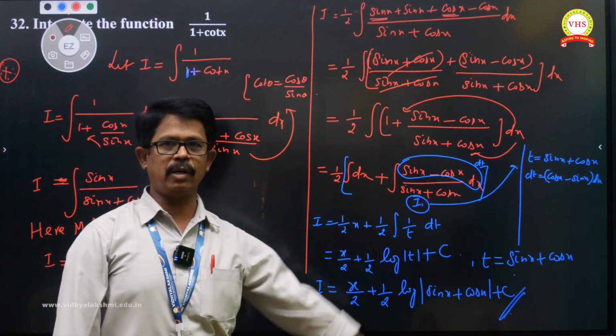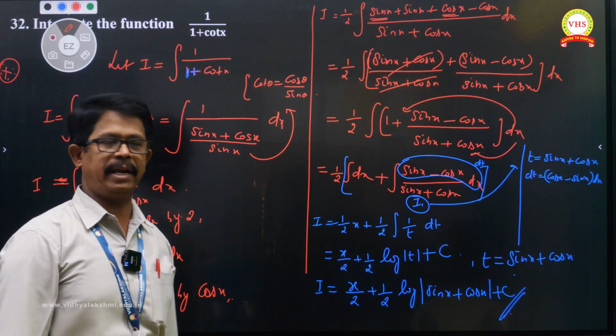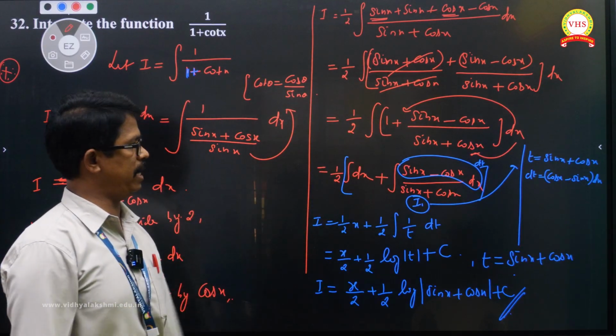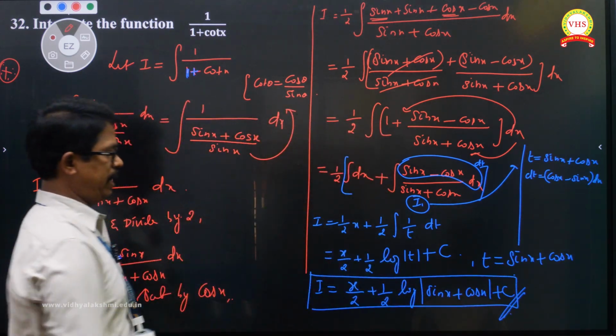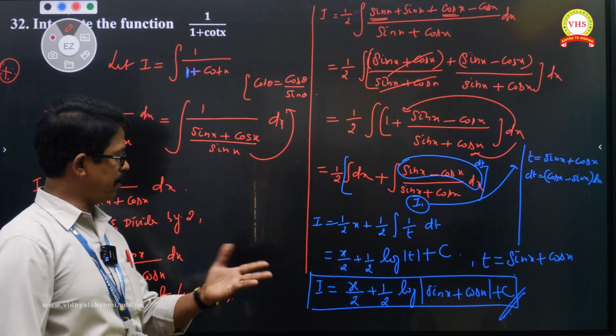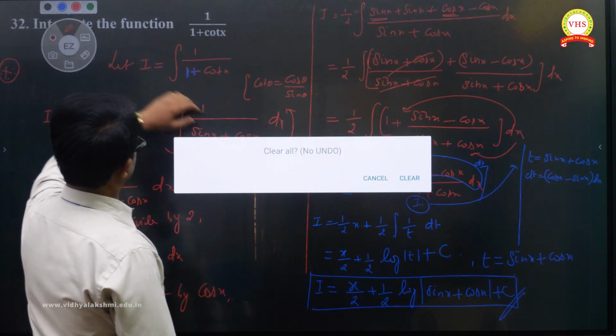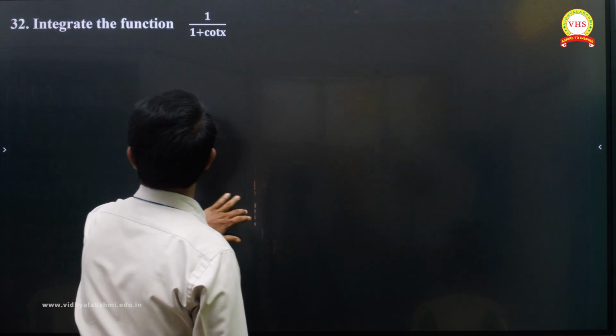Otherwise, you can take it as I1 separately, find the value of I1, and substitute here. So this is the final answer for the given question. Students, any doubt? Can we go to the next question? Question number 33, I think this is also the same kind.